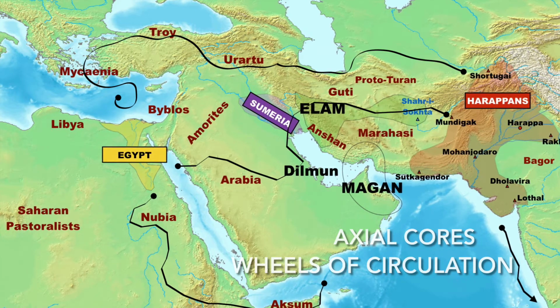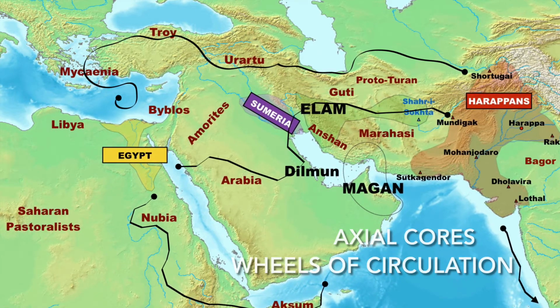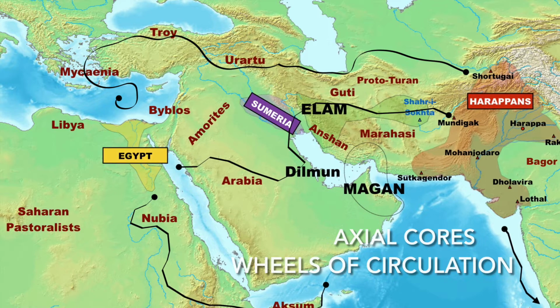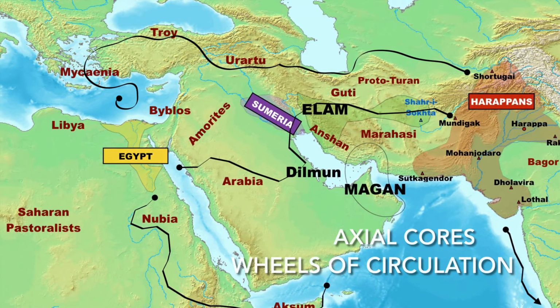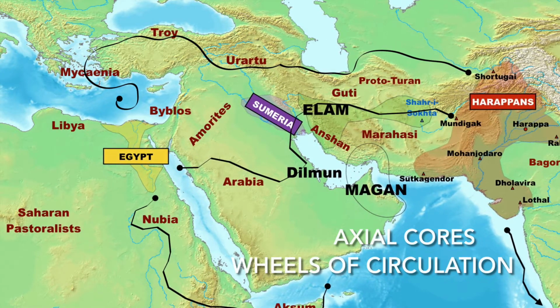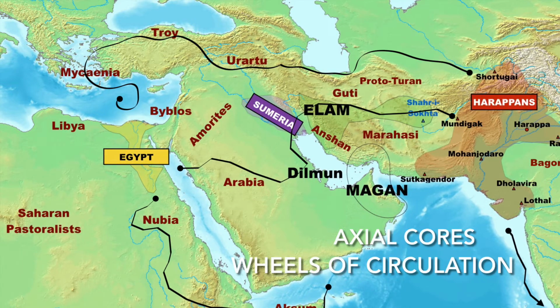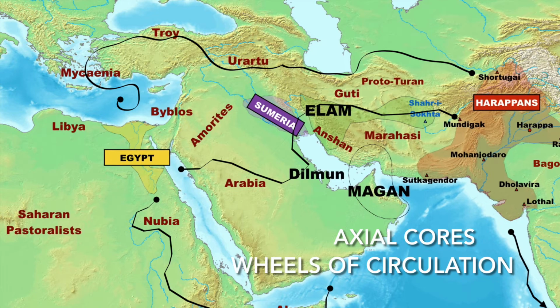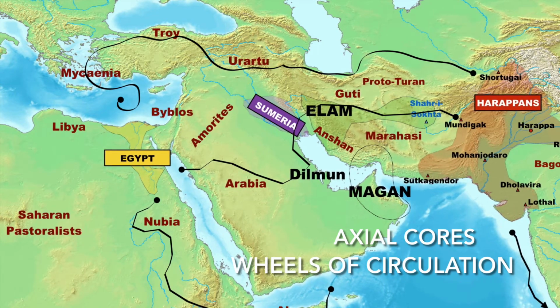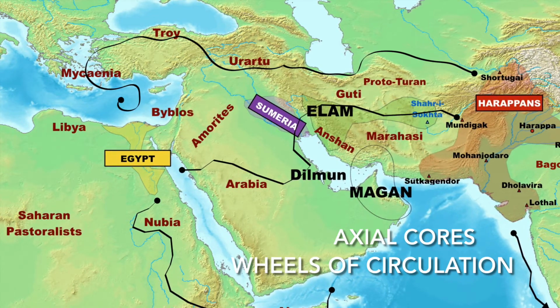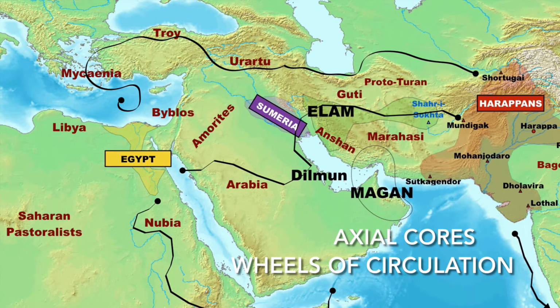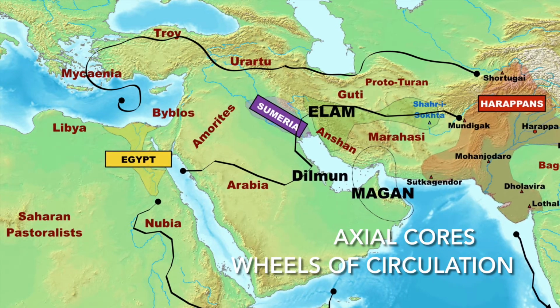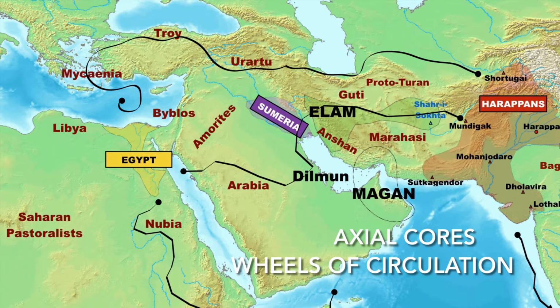Imagine another wheel centered around the Sumerian region, rotating in the Mesopotamian arc, and maybe a third wheel in Egypt around the Nile. So these are three big axial core regions of the ancient world. Even by the end of the 4th millennium BC, around 3000 BC, we already have these axial cores. And of course, there are smaller cores.